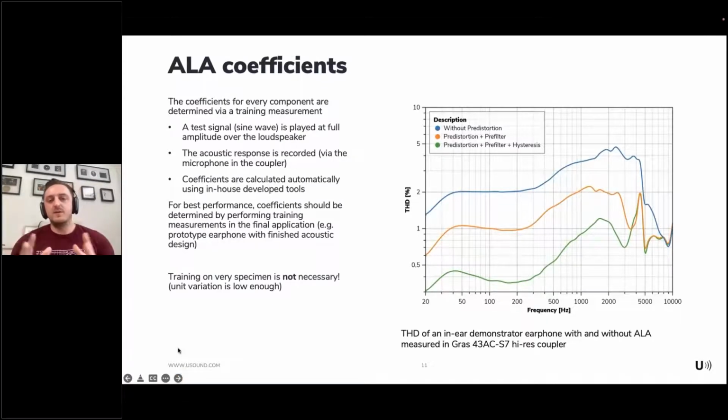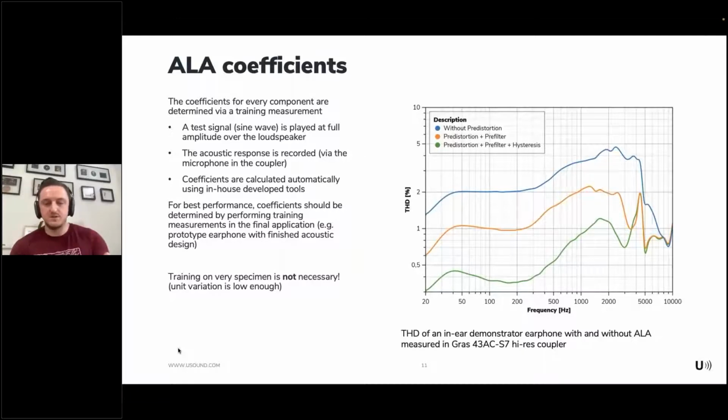Now, as I said before, the active linearization, in order for it to work, we need to carefully characterize the exact speaker, meaning that all the coefficients for the lookup table, for the hysteretic model, and also for the prefilter, all of those coefficients need to be calculated specifically for each loudspeaker model.